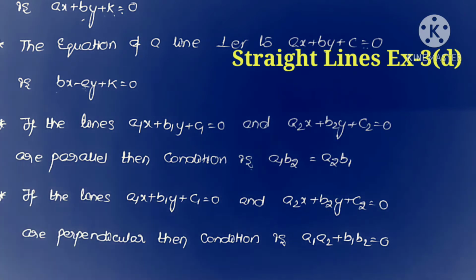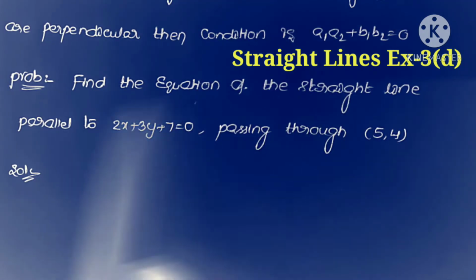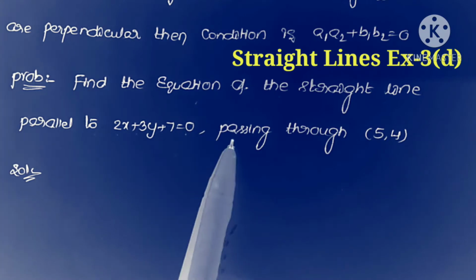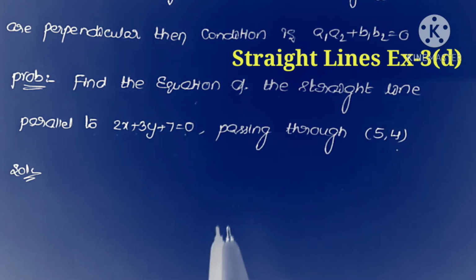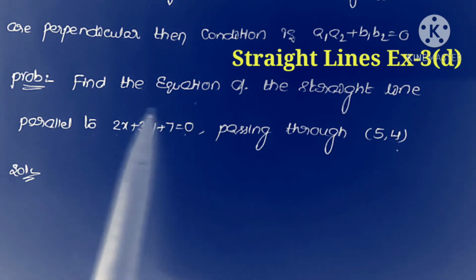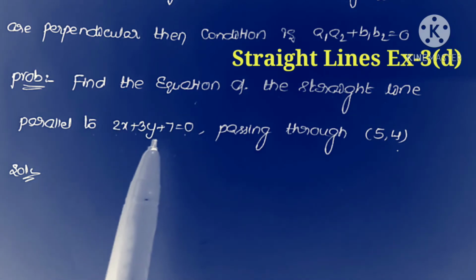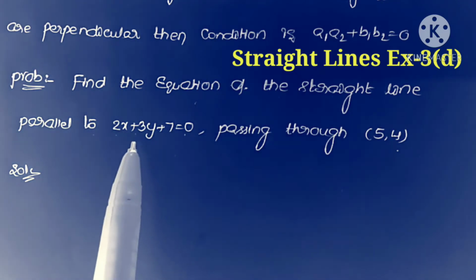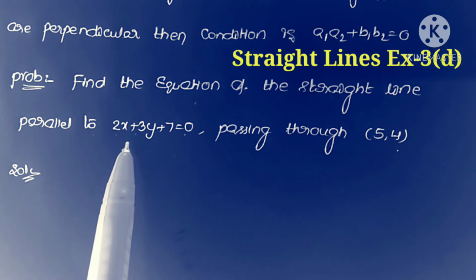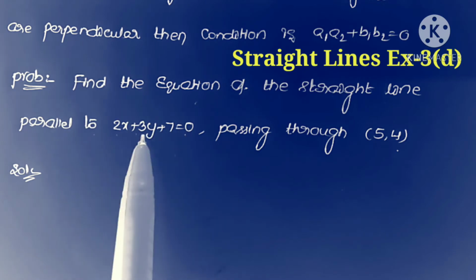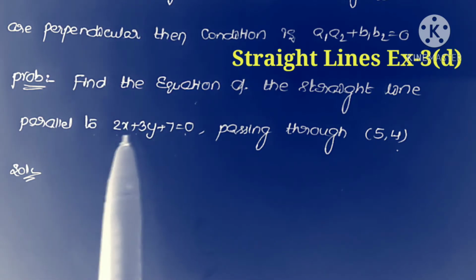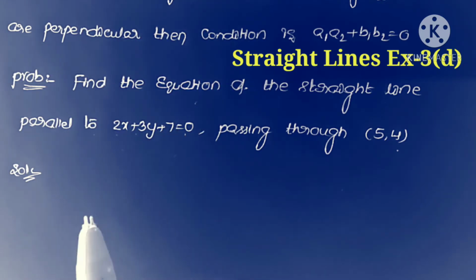Most important formulas. First problem: find the equation of the straight line parallel to 2x + 3y + 7 = 0 passing through the point (5, 4). Now we want to find the equation of the line parallel to this one. The equation of the line parallel to ax + by + c = 0 is ax + by + k = 0. So the equation of the line parallel to 2x + 3y + 7 = 0 is 2x + 3y + k = 0.